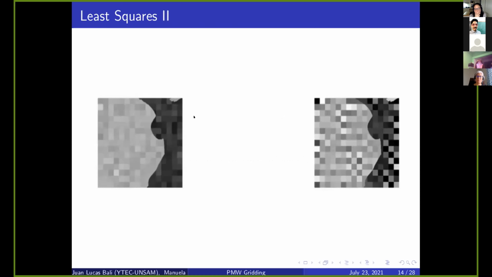This is one example. This is the true brightness temperature, and this is the reconstruction obtained from the least squares, which is not very good at all, very messy, quite chaotic. So, well, we have to improve this in a way.